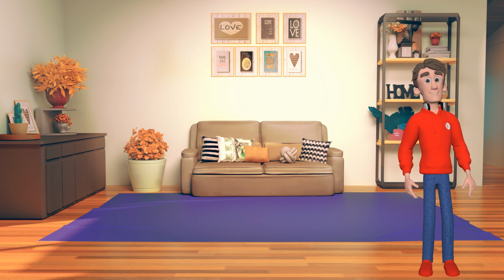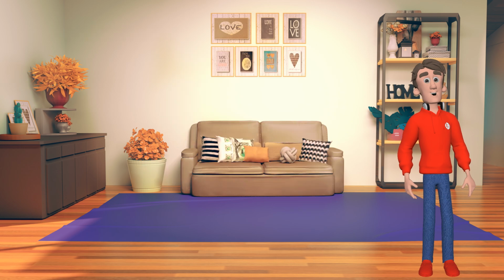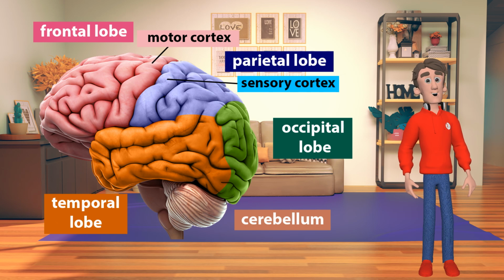We use our senses while playing a video game, and the first place most sensory information goes in the brain is the thalamus. The thalamus then reroutes this information to the region of the brain that specializes in analyzing that type of sensory input. For example, the occipital lobe processes visual information, and the temporal lobe processes what we hear.